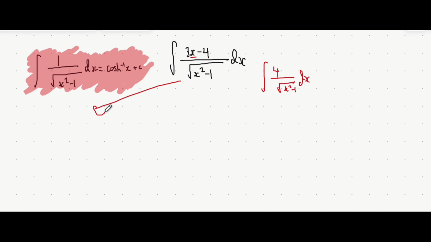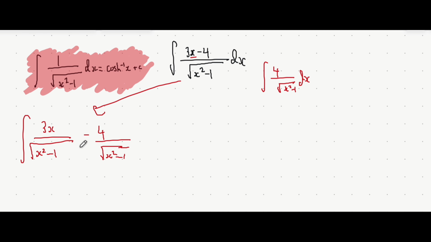However, there's this x involved that's sort of disturbing everything. So what we have to do is a preliminary step, which is we separate this into two individual fractions. So 3x over the root of x squared minus 1, minus 4 all over the root of x squared minus 1.